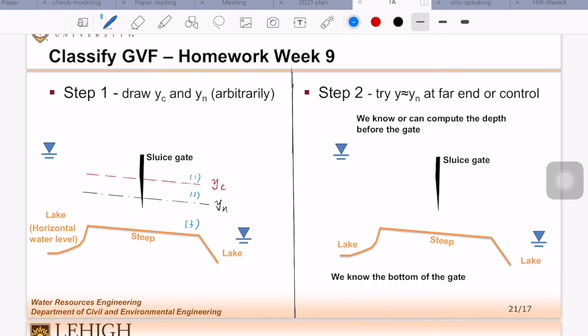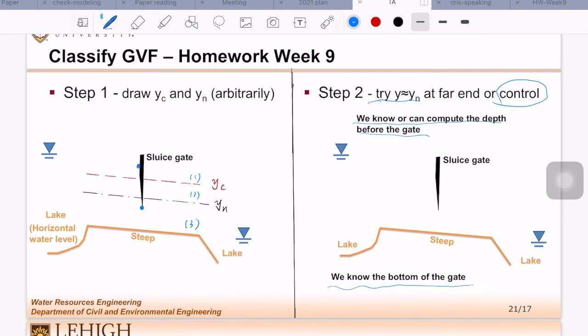And at step 2, we need to try the water depth is approximately equal to the normal depth at the far end. However, it doesn't work out for this problem, so we need to choose the control point. A control point is a location where there is a known relationship between the water depth and discharge. And from the problem, we know or can compute the depth before the gate. So I choose this point as the first control point. And then we still know the water depth at the bottom of the gate. So this is the second control point.